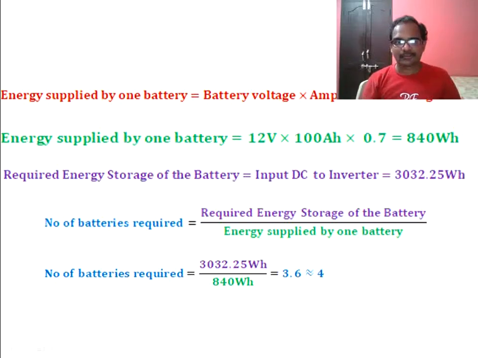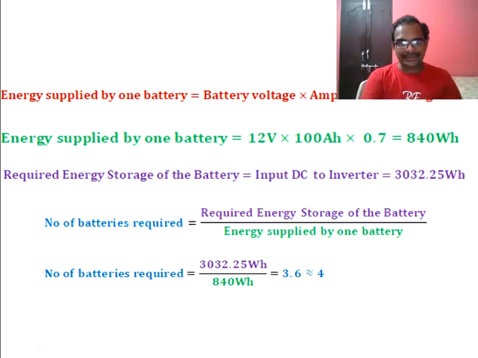So how many batteries are required? The number of batteries required is nothing but the total energy storage of the battery bank divided by the energy supplied by a single battery. Now you will get 3032.25 watt hours by 840 watt hours, which will yield 3.6. So approximately 4 batteries are required to supply this amount of energy, because we have 12 volt 100 ampere hour batteries with 70% depth of discharge available. I require 4 such batteries to meet the energy storage requirement.